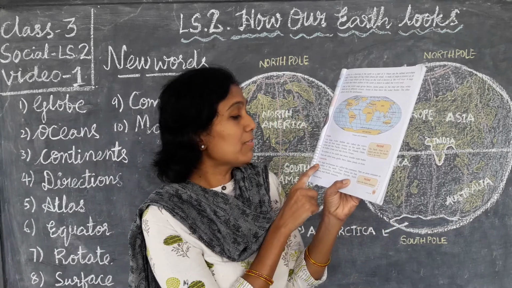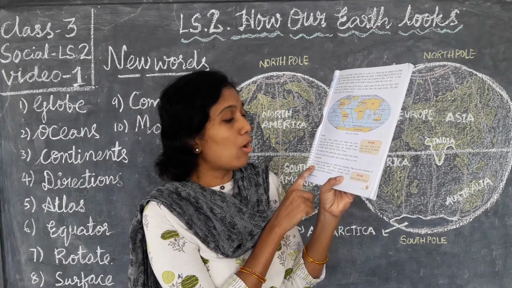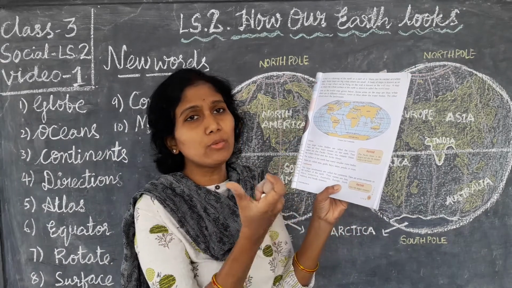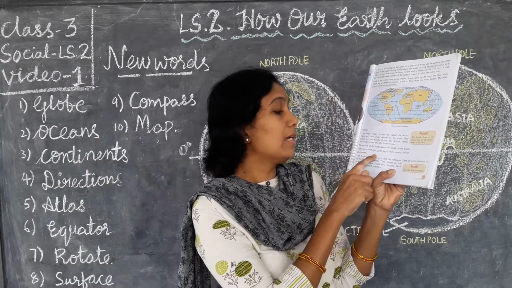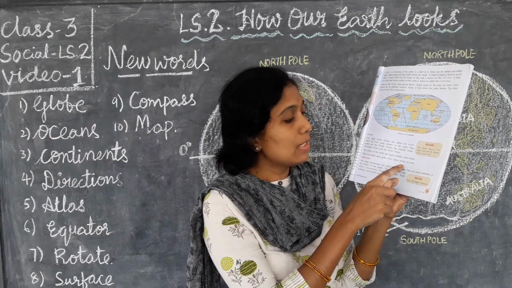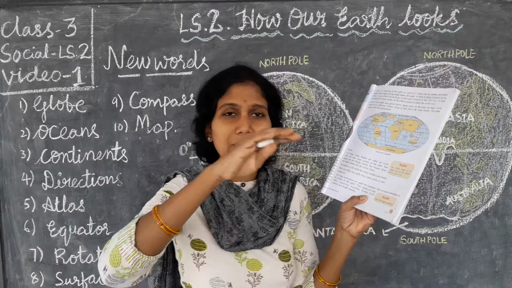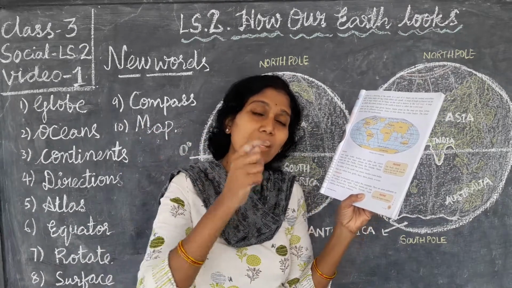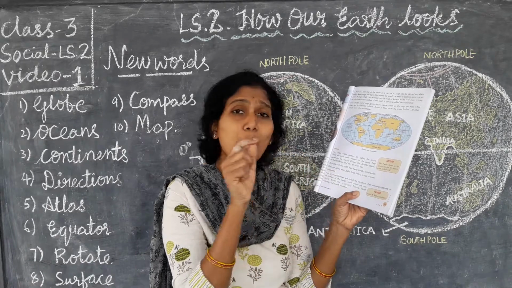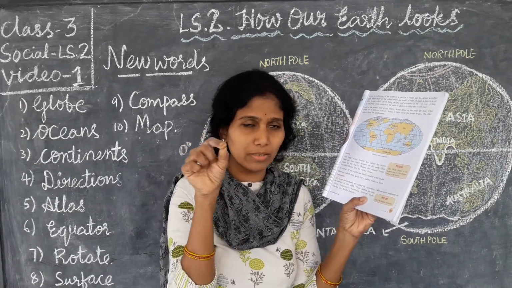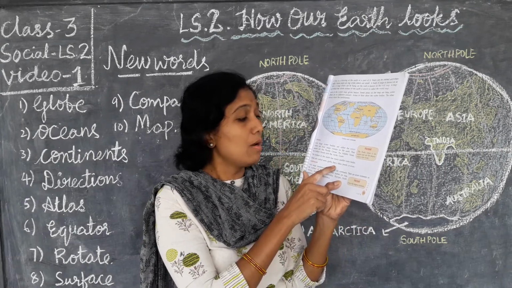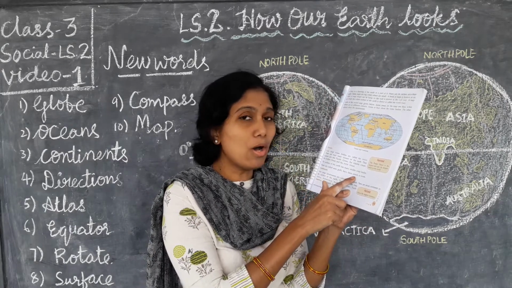The surface of the earth has many smaller water bodies. The top of the surface of the earth is covered with water. So what are they called? Seas, gulfs, bays, lakes, ponds or rivers.